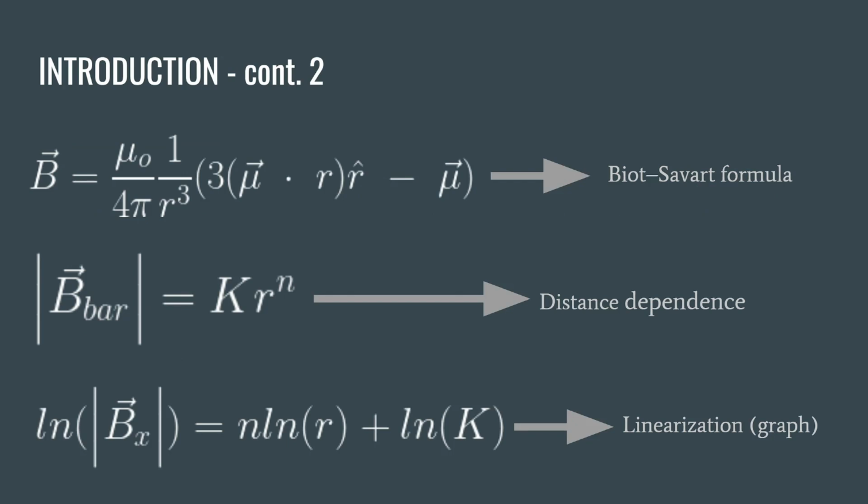Here you can see all the main equations we will be needing for this experiment. First, we have the Biot-Savart law, or formula, to calculate the magnetic field, the distance dependence formula, and then finally we have our linearization formula.